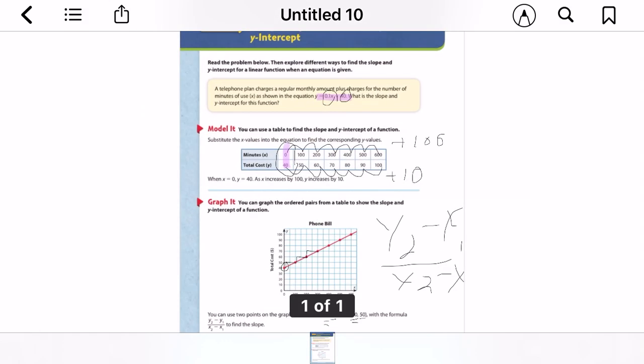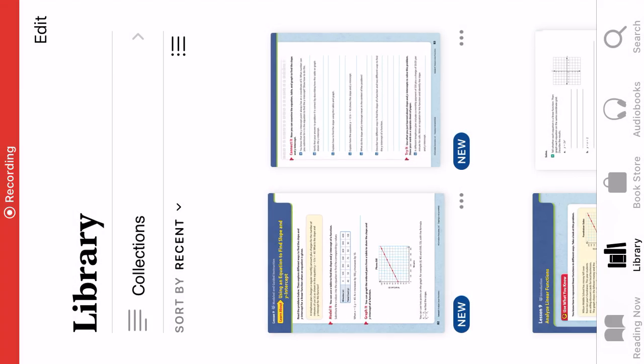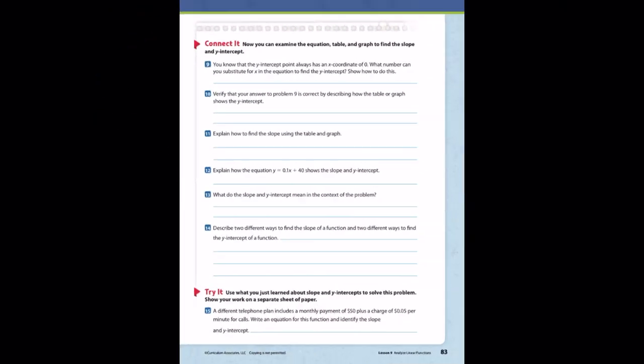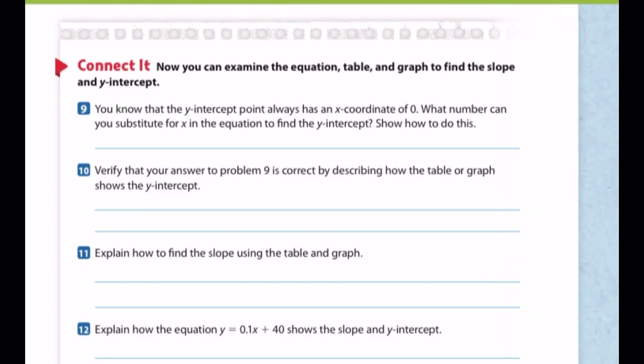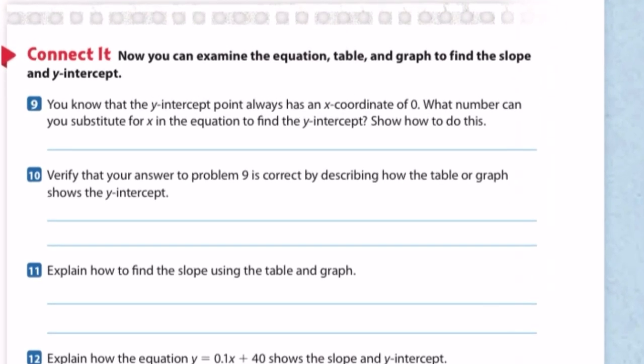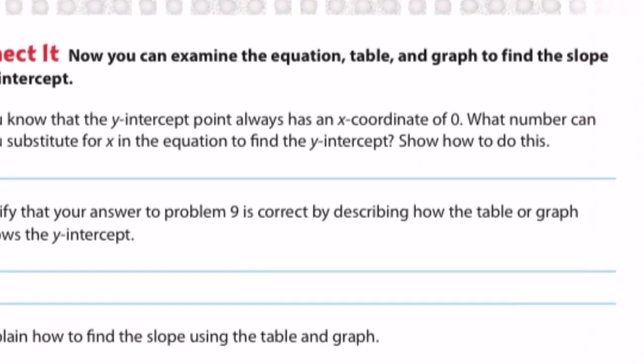All right, let's take a look at the next page here. So we turned our page, we're at 83 right now. It says now you can examine the equation, the table, and the graph to find the slope and the y-intercept. You know that the y-intercept point always has an x-coordinate of 0. So what number can you substitute for x in the equation to find the y-intercept and show how you do this? Well, you can just put 0 in there.